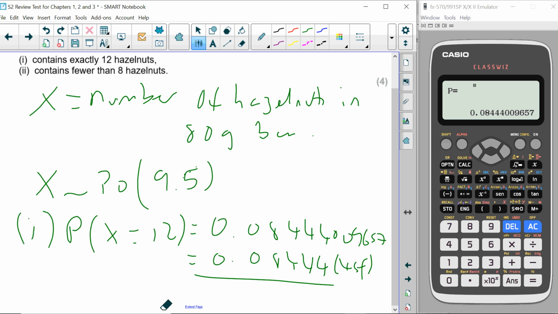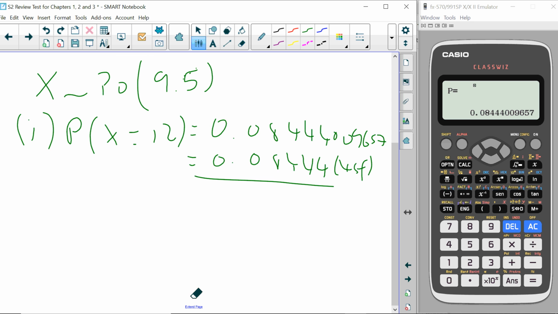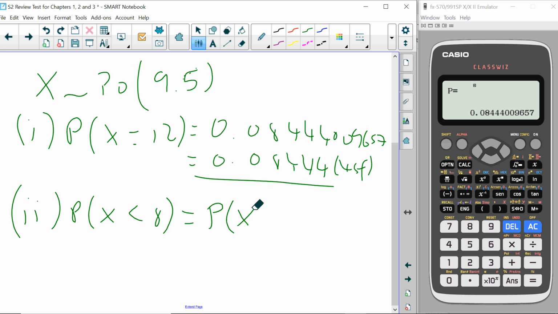Okay. And then the other bit is that it contains fewer than 8 hazelnuts. So fewer means explicitly less than, so less than 8, because it's not or equal to; fewer means you can't have exactly 8. But changing that into what we need it to be, a less than or equal to case, that's the same as less than or equal to 7 in a discrete distribution world.